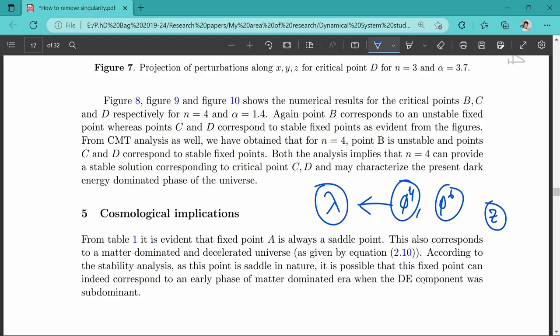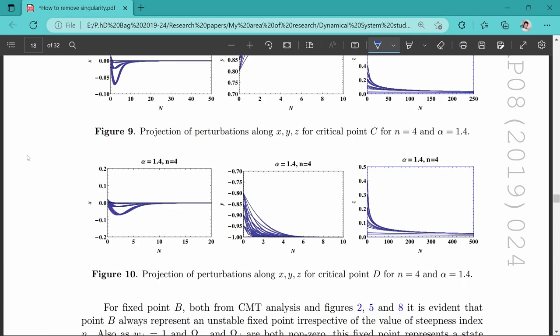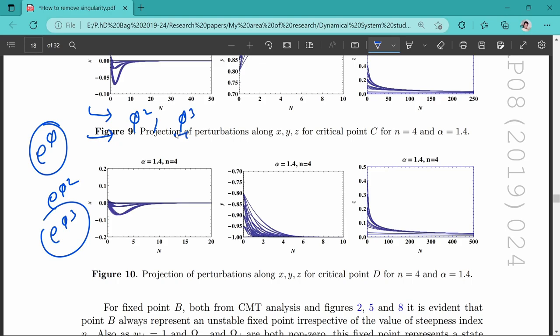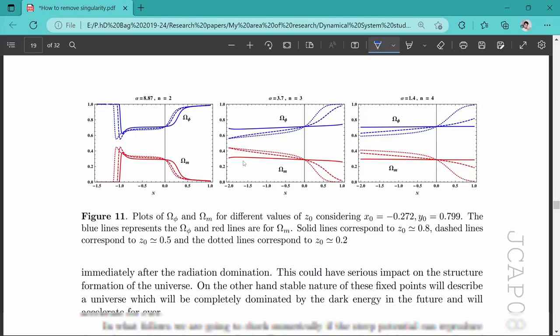So we are saying that quintessence is no longer limited to e to the power phi only. You can always have e to the power phi square, e to the power phi cube and so on. Similarly, you do not limit yourself to phi square or phi cube if you have a power law. Using these techniques you can study whatever kind of potential you have, either quiescence or quintessence or any tachyon kind of field. Following this method you can study any dynamical system. So I hope this review is worth the time.